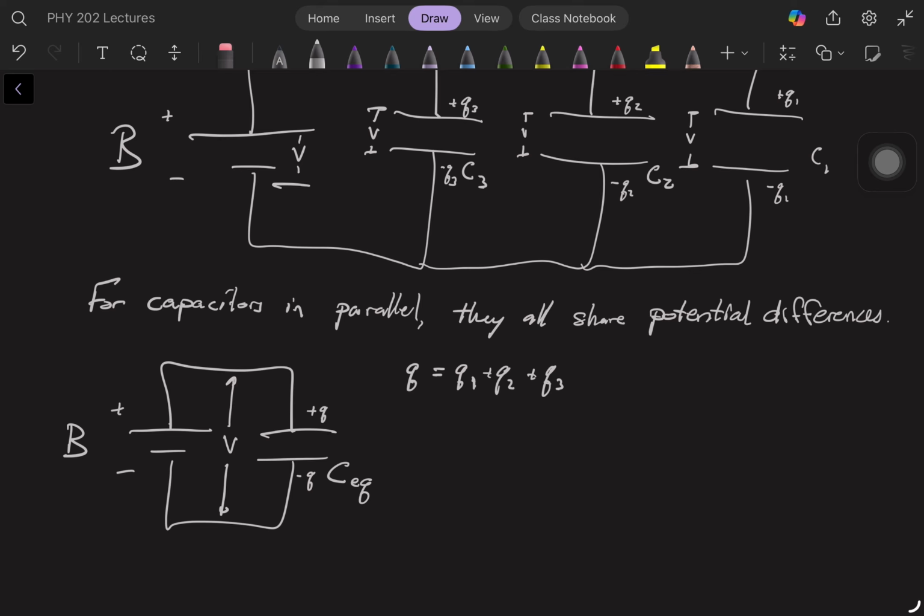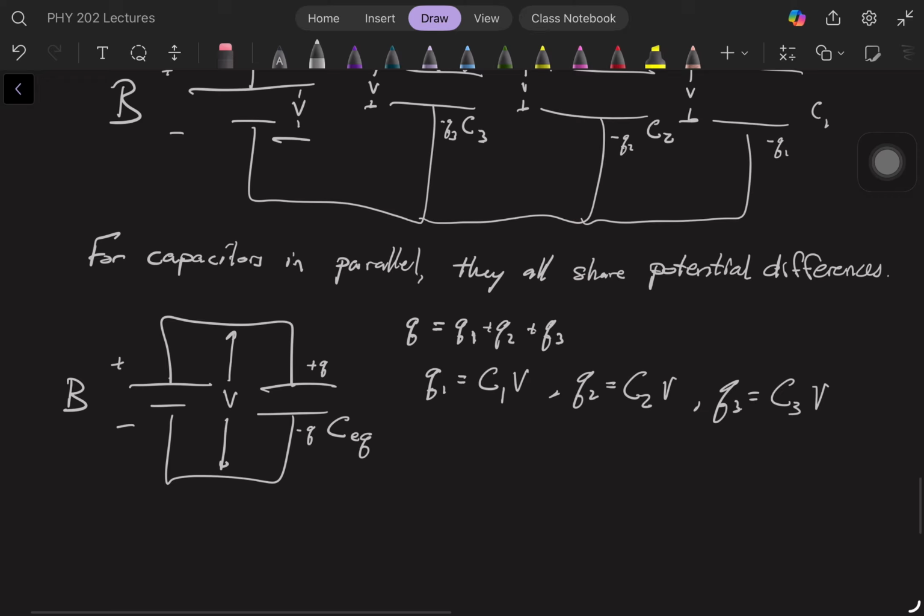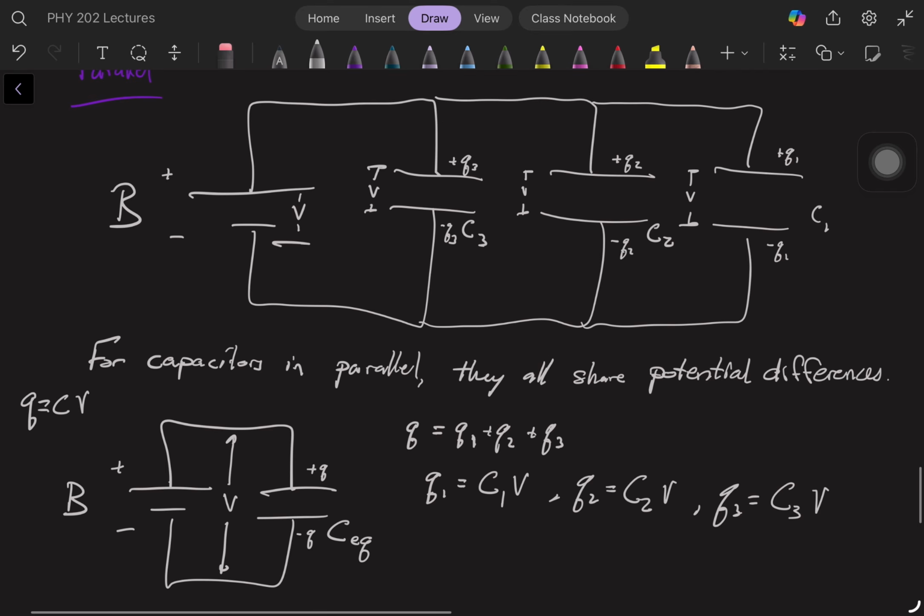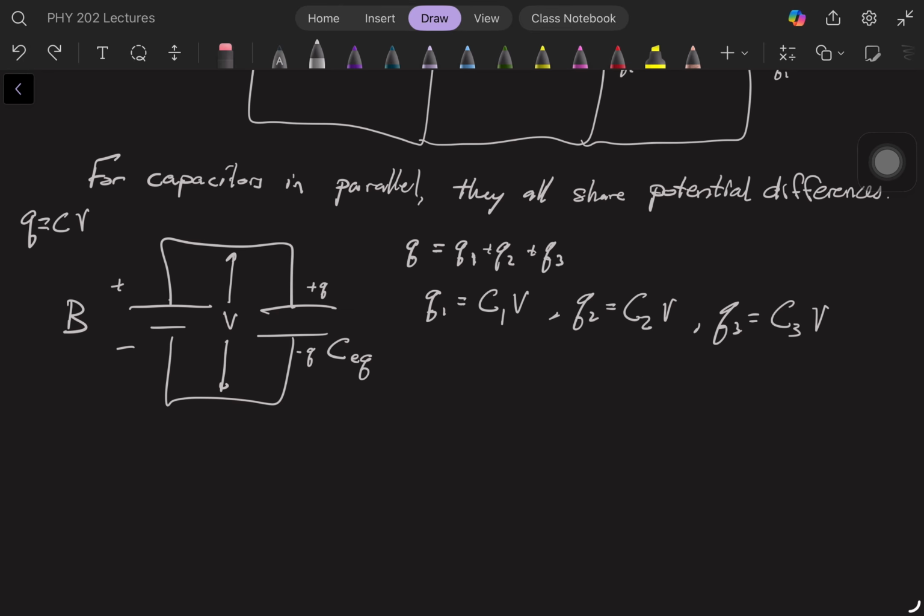Okay. And we can say Q1 is equal to C1V. Q2 is equal to C2V. That's driving me crazy. And Q3 is equal to C3V. All right, and so all we did is we took our equation, Q is equal to CV, and we just plugged in for each capacitor, using all the values that we had here.